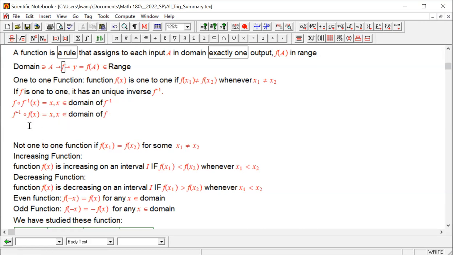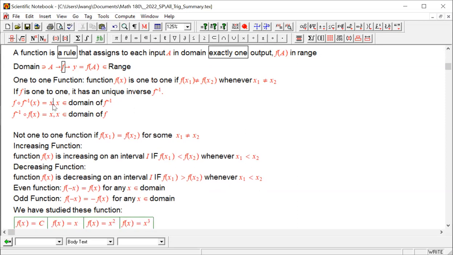These two x's, even though we use the same symbol, could actually mean totally different things, especially in the trig function situation. So x is from the domain of f inverse, and this x is from the domain of f. Sometimes one could be a ratio, the other one is an angle.